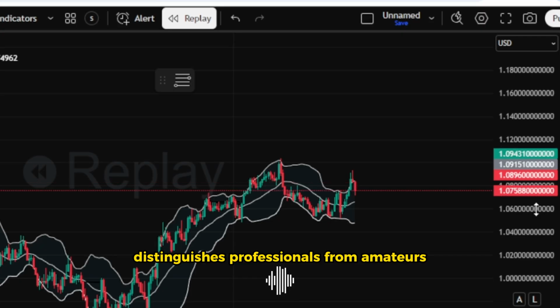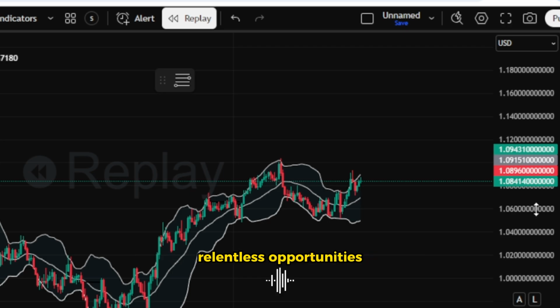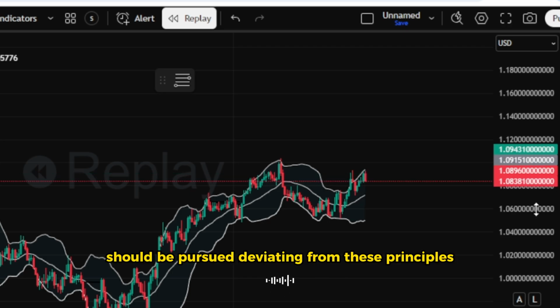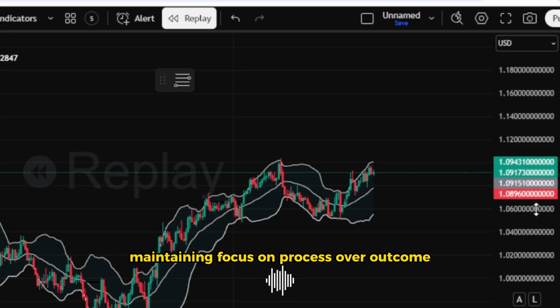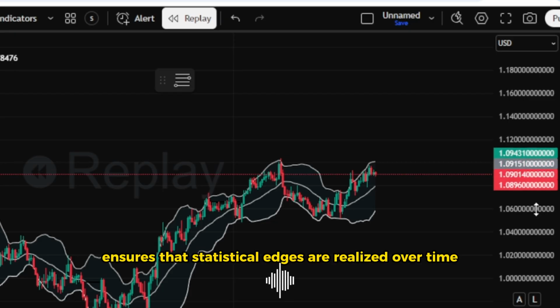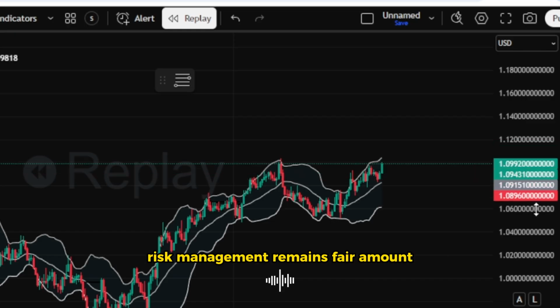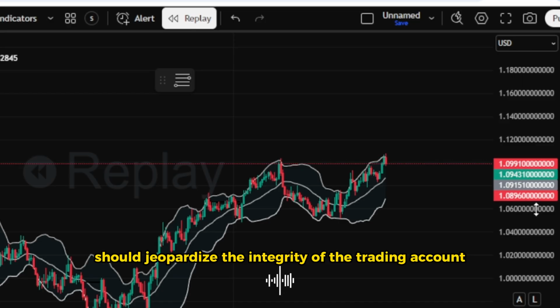distinguishes professionals from amateurs. Consistency in application is key: markets offer endless opportunities, but only those aligned with the strategies outlined should be pursued. Deviating from these principles often results in inconsistency, frustration, and losses. Maintaining focus on process over outcome ensures that statistical edges are realized over time. Risk management remains paramount. No single trade, regardless of how promising, should jeopardize the integrity of the trading account.